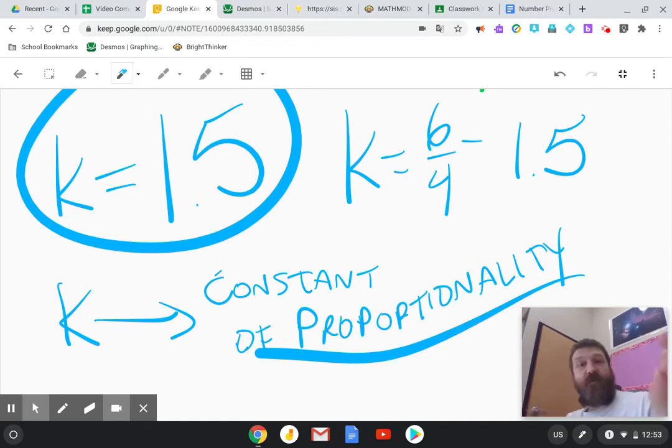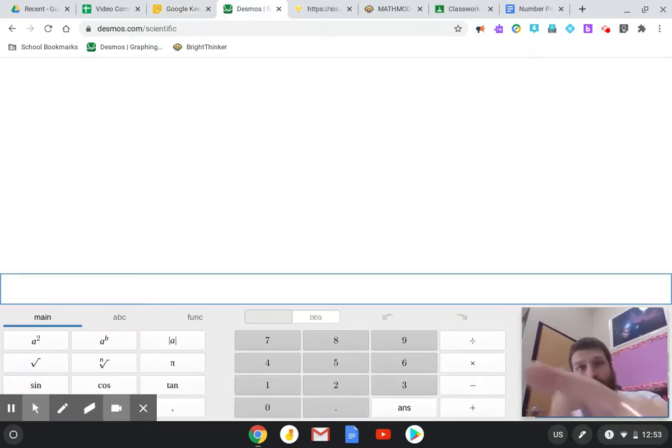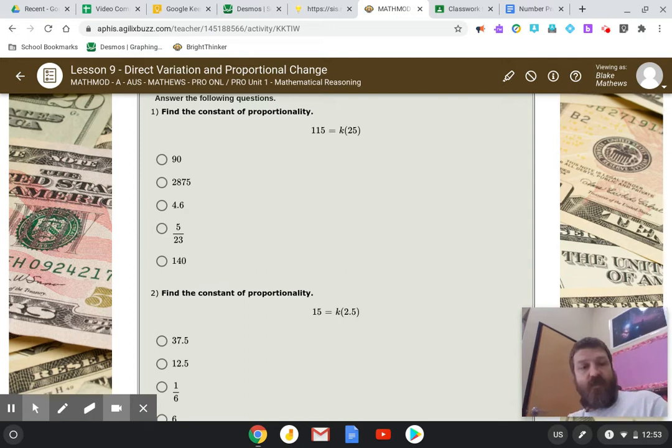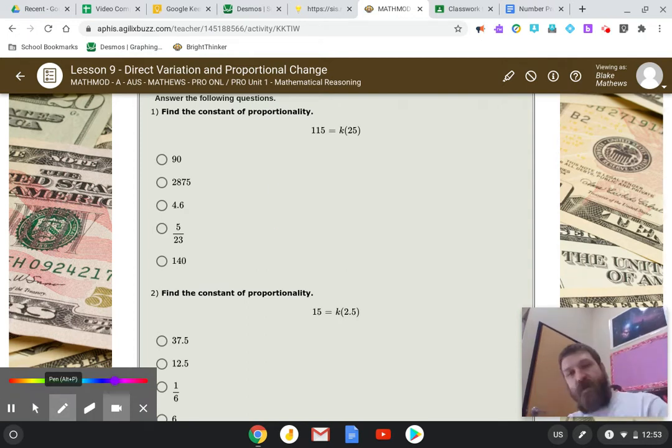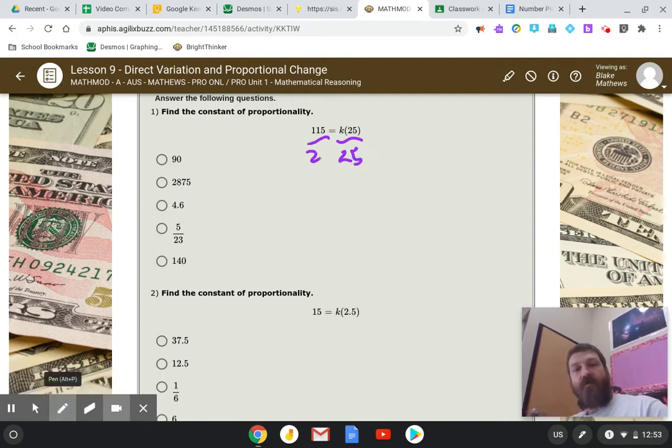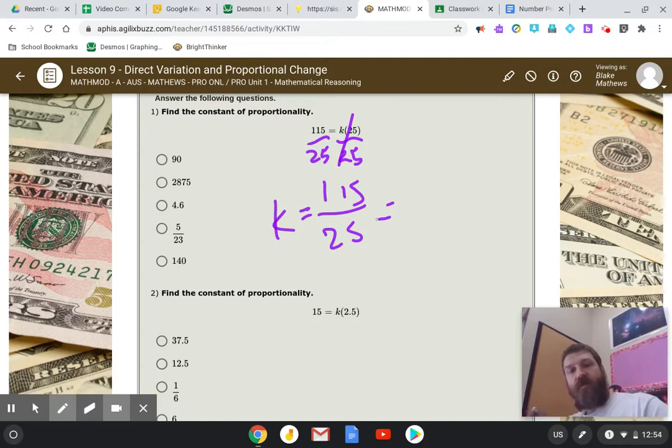So it's very, very straightforward. They're going to give you something like this. K times 25 equals 115. You need to solve for k. What does k equal? So this is a very basic algebra problem to say that I divide by 25 on both sides of the equation, and then k equals whatever 115 divided by 25 is.